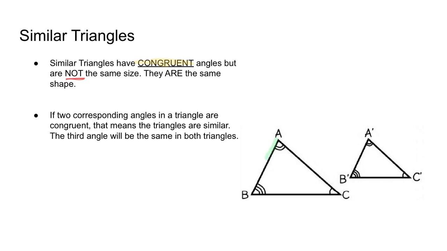An easy way is to match side AB, side AB, side AC, side AC, BC, BC. So color coding it also helps with the orientation. Sometimes you will see these triangles, one of them might be spun around a different way, and it might still be similar.